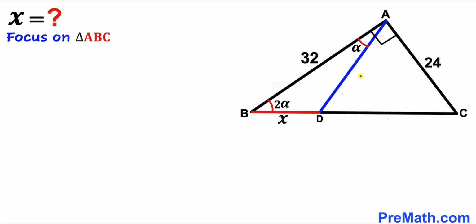Let's focus on this triangle ABC. Let's make an observation. We can see that this angle is 2 times alpha. This is our 90-degree angle. So we are going to figure out this angle.